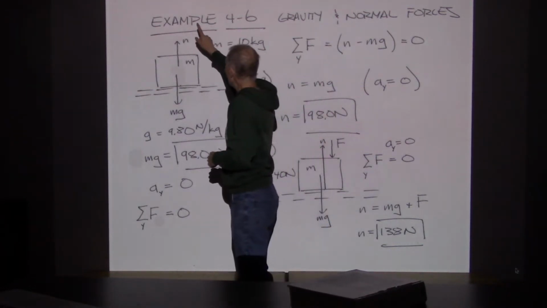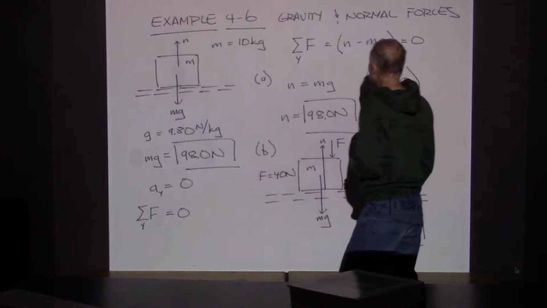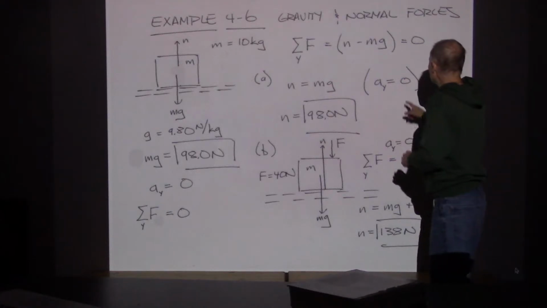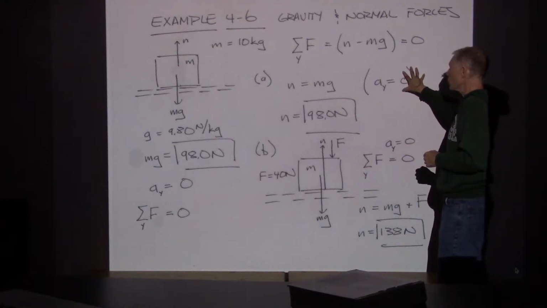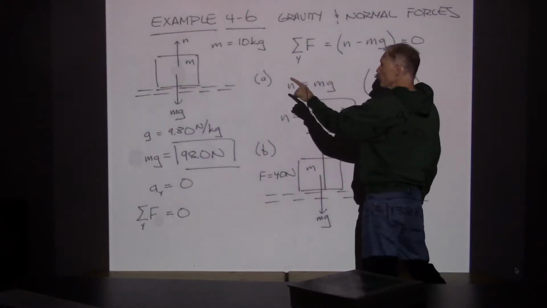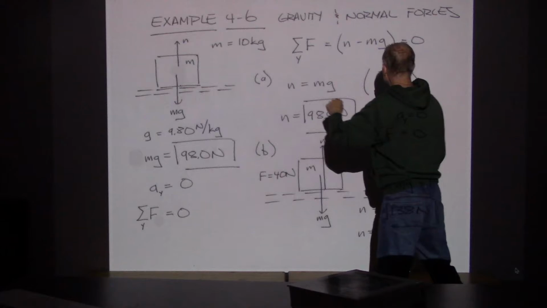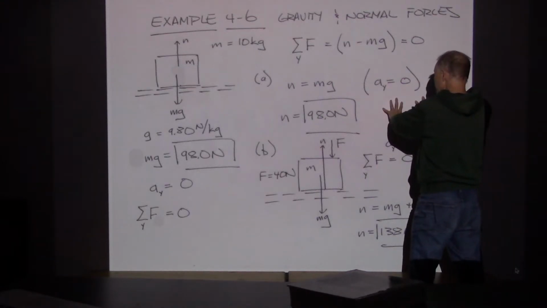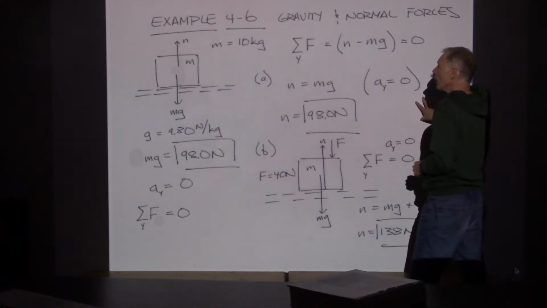How do we determine what the normal force will be? The normal force is going to come from saying, when it's just sitting there, the acceleration in the y direction is 0. The two forces in the y direction are N and mg. If the acceleration is 0, the F net has to be 0. Those two forces must balance out.